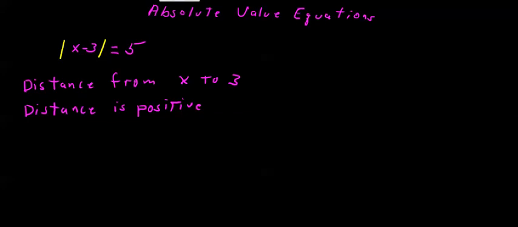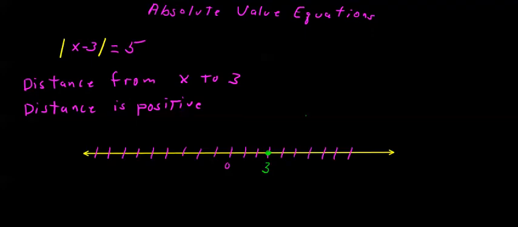So let's look at the number line. Alright, here is our number line. The distance from some point called x to the number 3 has to be 5. So if I go to the right, the distance is 1, 2, 3, 4, 5. This point is x. And if I go the other direction, 1, 2, 3, 4, 5.